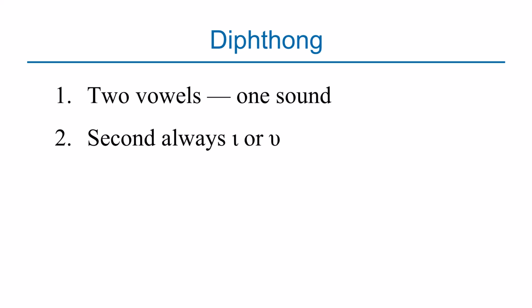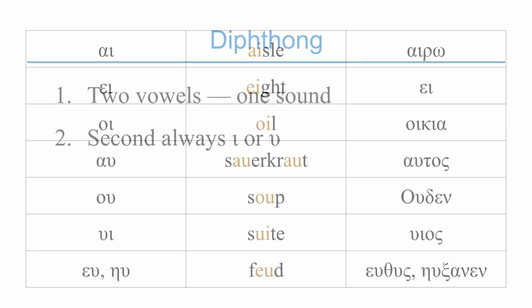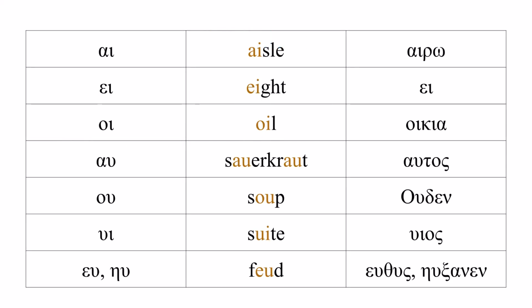If the second vowel is not iota or upsilon, it means that the 2 vowels are not a diphthong, and therefore they don't qualify to be pronounced as one sound. For example, let's look at these examples of diphthongs. You have the first one, which you're supposed to pronounce the first one as I, but because there are 2 vowels next to each other and they qualify to be a diphthong because the second vowel is iota, these 2 vowels are to be pronounced as a diphthong, as one sound. So the pronunciation is E. For example, the Greek example that I can give is I roar.